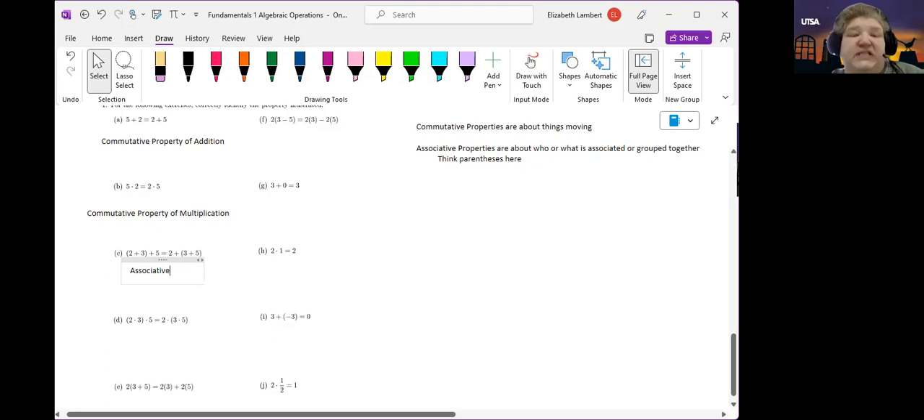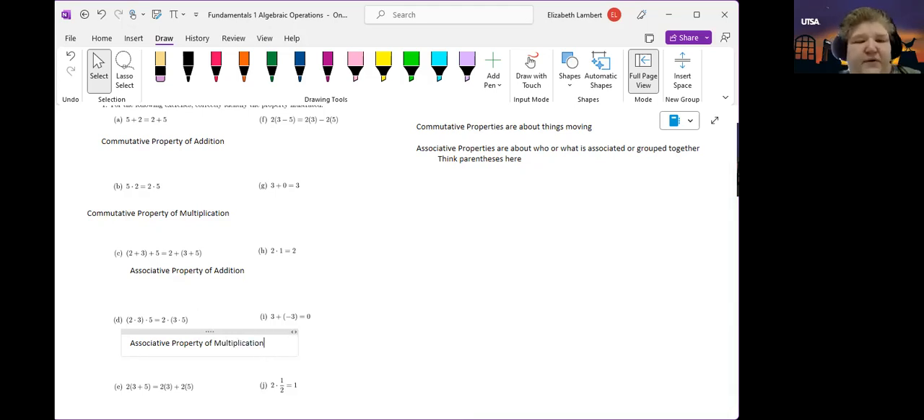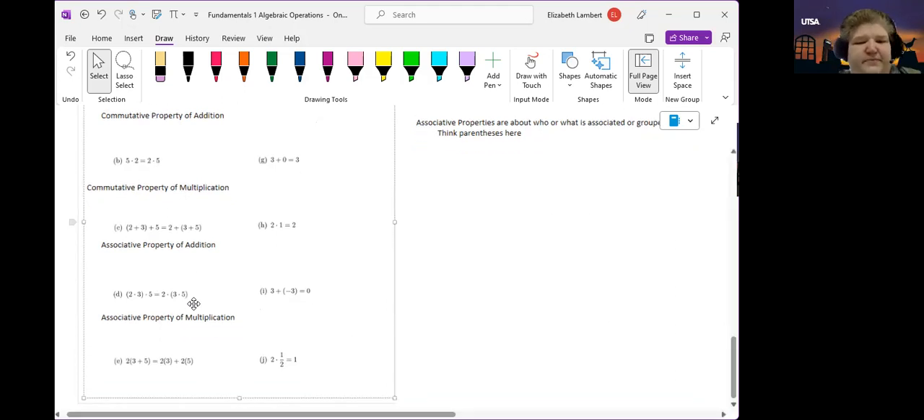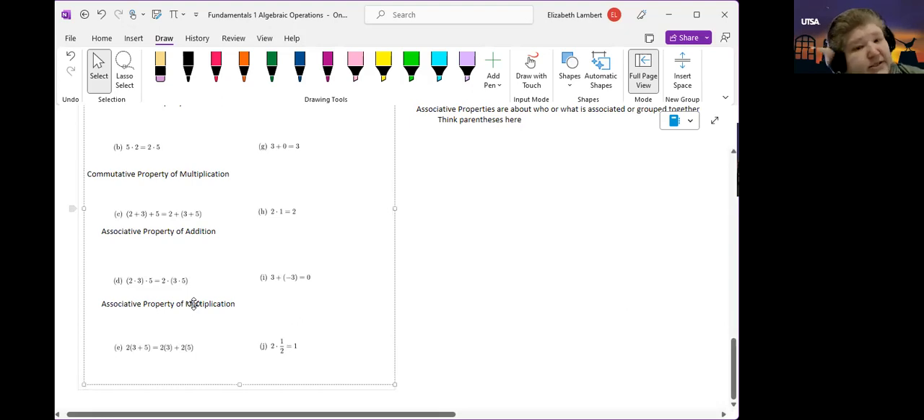So this is the associative property of, and then we were looking at addition here. Likewise on D, the associative property of multiplication. Now, if you are shorthanding this, I recommend not writing ASS for associative, and you know why. So if I'm shorthanding this, it's ASSOC, so the ASSOC property of addition. But I mean, it's your note, so if you want to write AS, you can write AS.